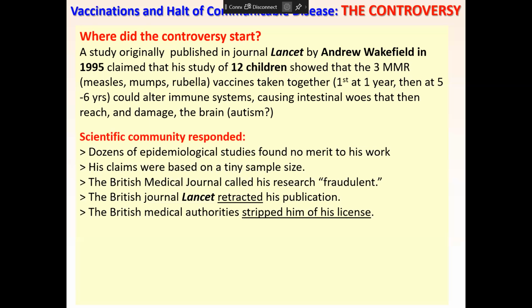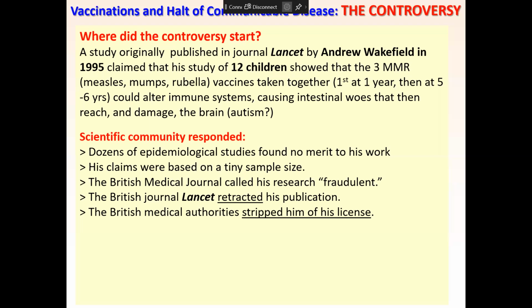His claims were based on a tiny sample size. In this modern day and age, you won't be able to publish on a sample size of 12. Forget it. The British Medical Journal called his research fraudulent. If someone called my research fraudulent, I would just go to New Zealand and live in a cave, because I don't think I could show my face again in scientific society. That's a big old slap on the hand.